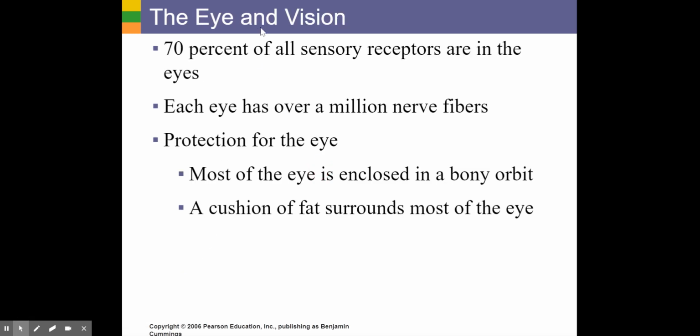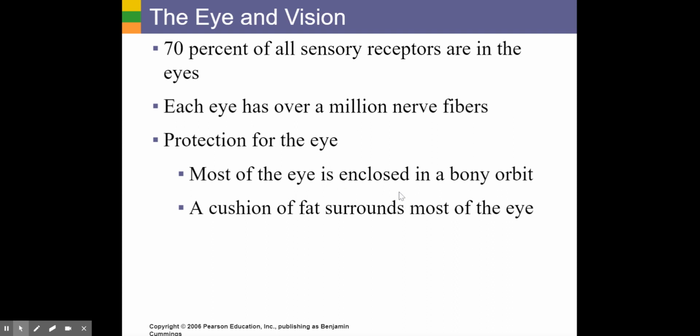Okay. The eye, getting into that. So about 70% of all of our sensory receptors are actually in our eye. There's about 1 million different nerve fibers directly associated with each eye. And then protection of the eye, really a couple different things. Most of the eye is housed within that bony orbit of the skull. It's got a superior ridge that goes across the top, an inferior ridge that goes across the bottom, and really only the very anterior portion of the eye is actually exposed.